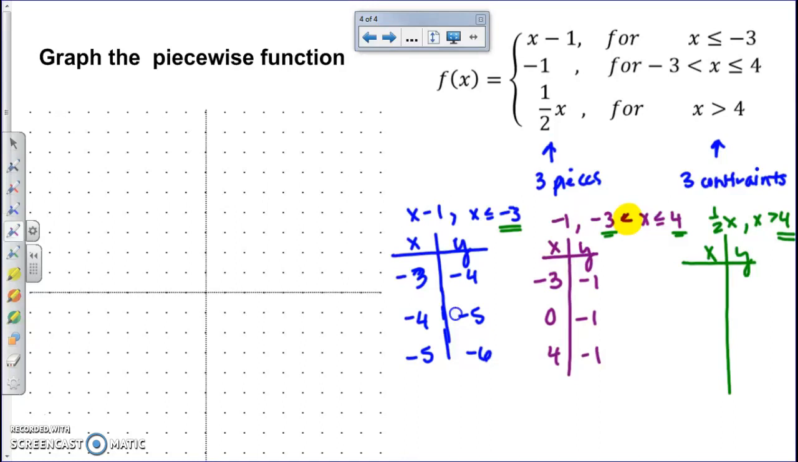And it doesn't matter what you choose. If you choose an x between the given interval here, you will see that it doesn't matter what you choose, because y is always going to be -1.